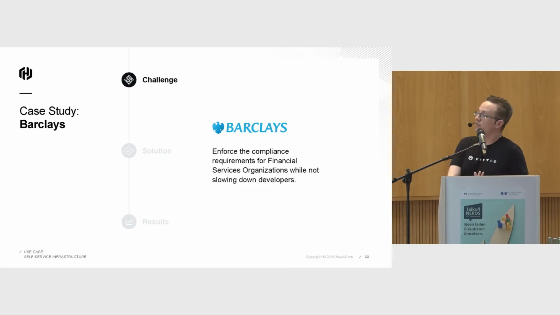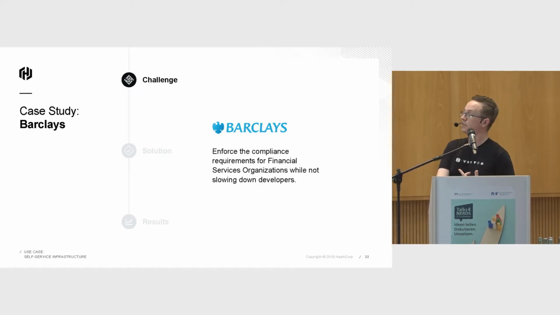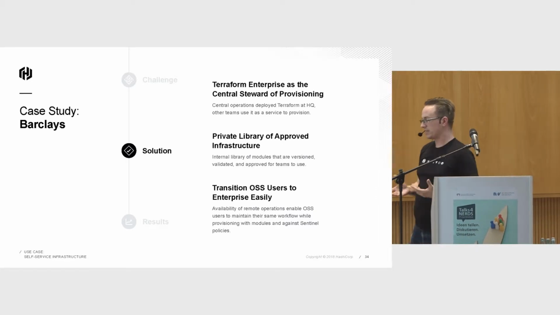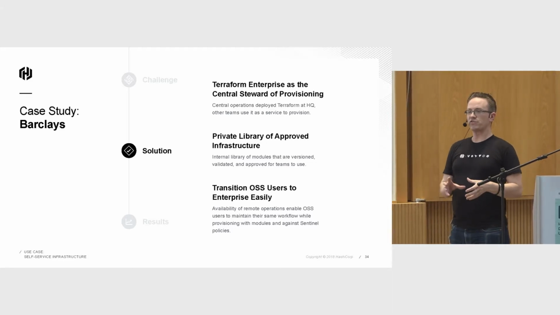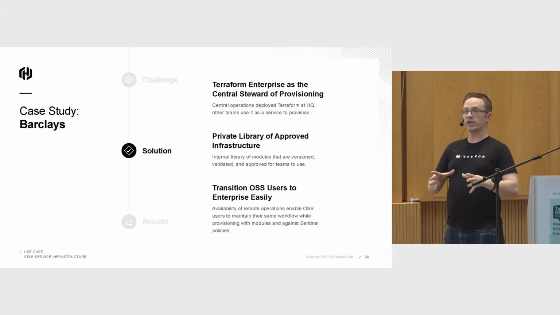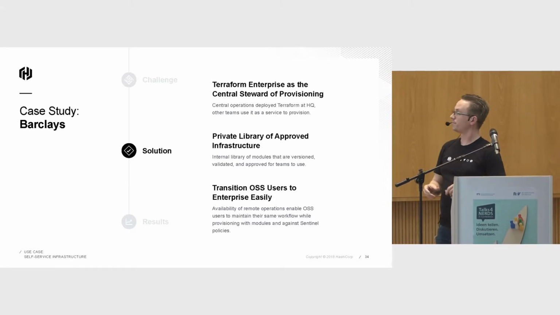Barclays, probably everyone's heard of Barclays. Barclays are a big user of Terraform Enterprise. They've got, I think, 15,000 developers who are actually using this to provision at hyperscale, as you can probably imagine. And basically, it's at the center of their deployment strategy. So because it's at the center of their deployment strategy, they've got a single point where they can introduce control and governance over the whole provisioning process.